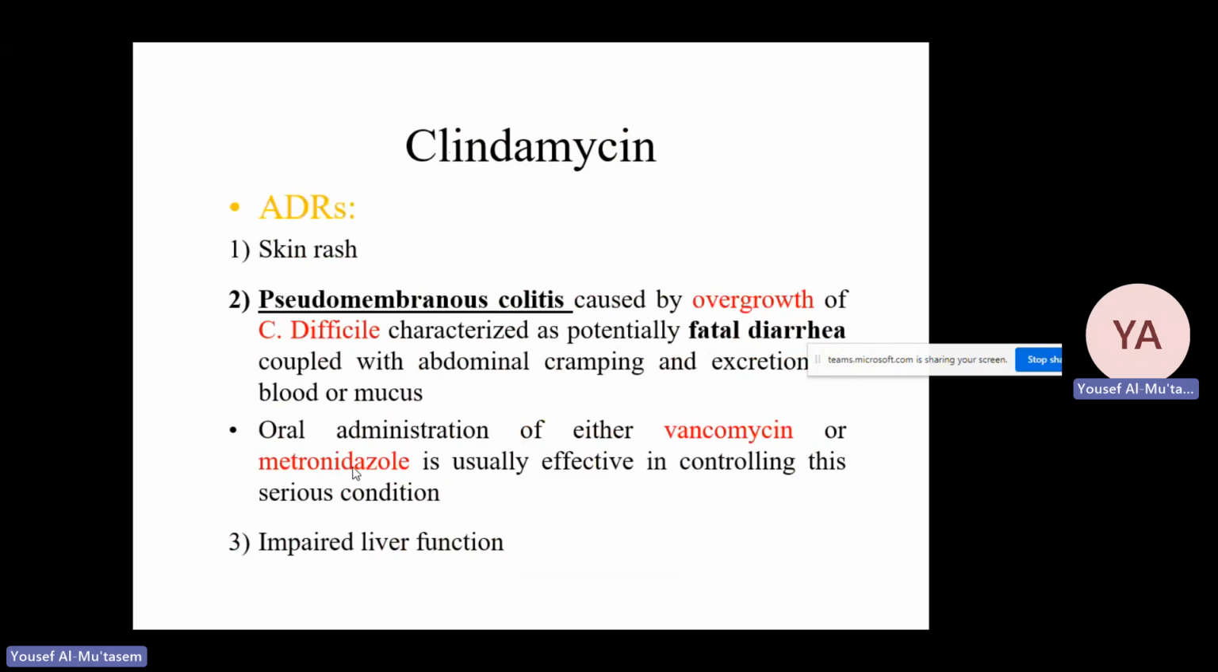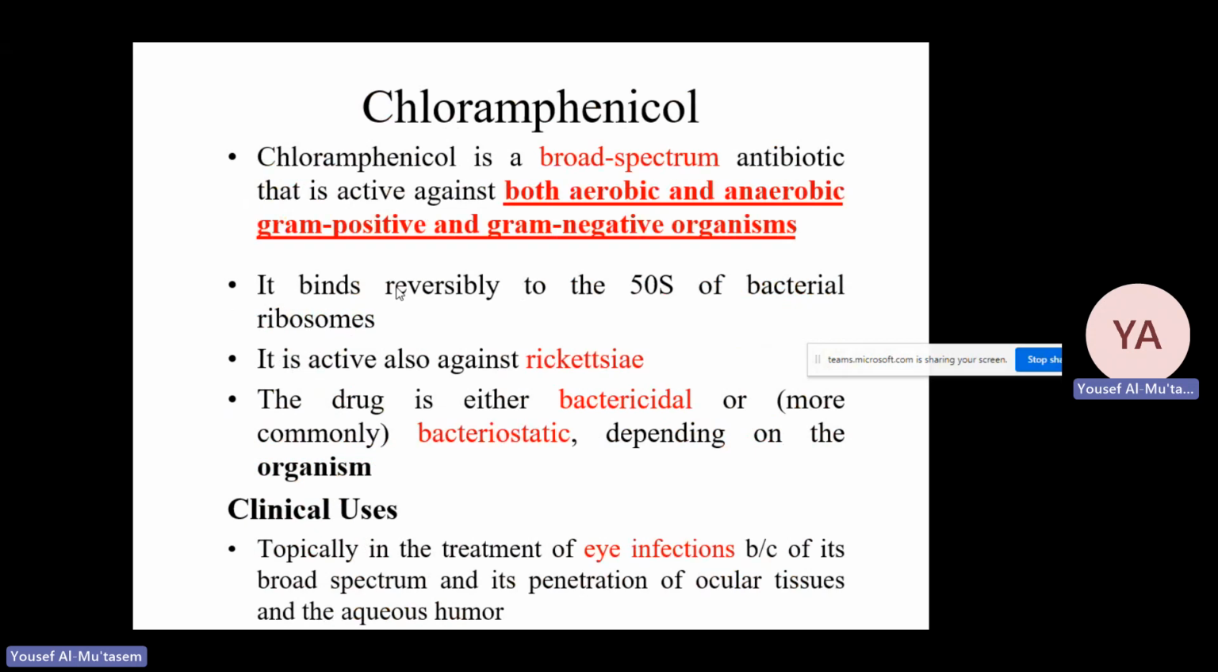Clindamycin can cause pseudomembranous colitis because of the broad spectrum of activity causing overgrowth of Clostridium difficile. How can we overcome Clostridium difficile? Either by the use of vancomycin orally or by the use of metronidazole. Metronidazole can be used either orally or parenterally, but for vancomycin in the treatment of Clostridium difficile pseudomembranous colitis, the only way to give it is through oral administration. Also, it can cause hepatic dysfunction.